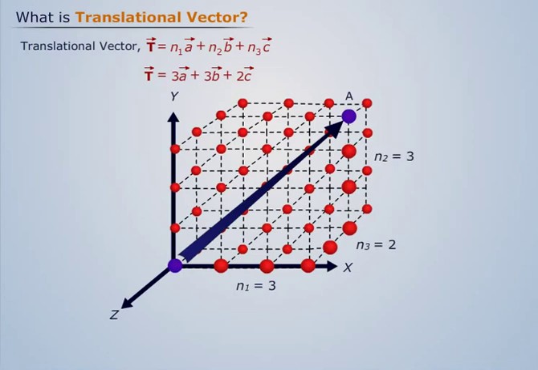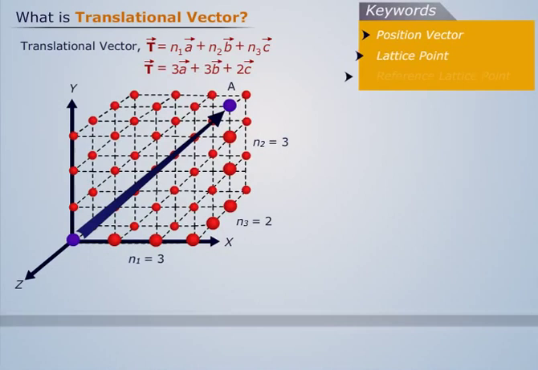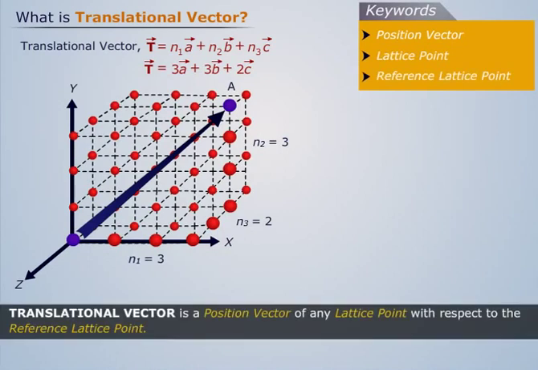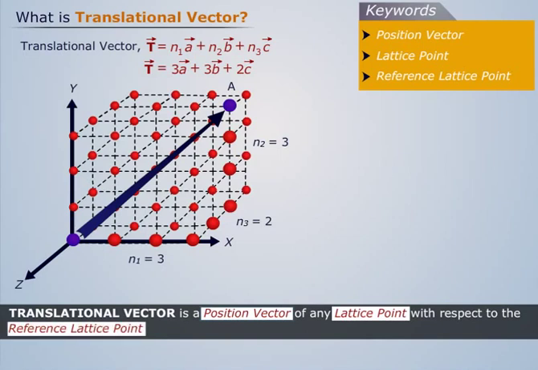thus we can say that translational vector is a position vector of any lattice point with respect to the reference lattice point.